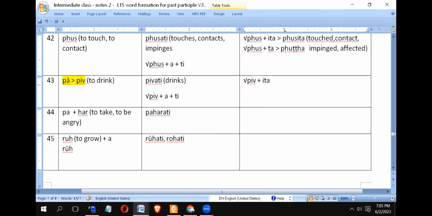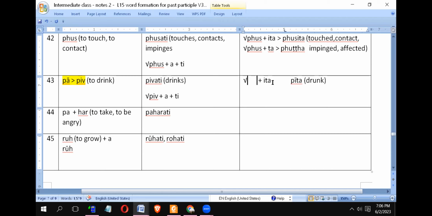Do you have the Pali Made Easy book? You look at the Pali Made Easy book, lesson 15. You don't have the book also? I have. It's right in front of me. So piv plus ita, pita, okay. So how do you get the pita? Pita is drunk. But how do you get the pita? So maybe not this one. So what should it be?